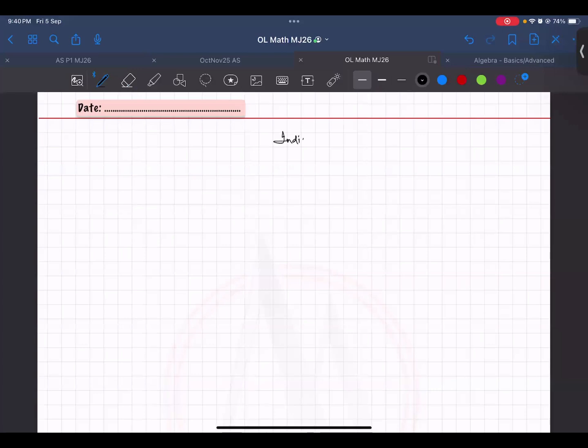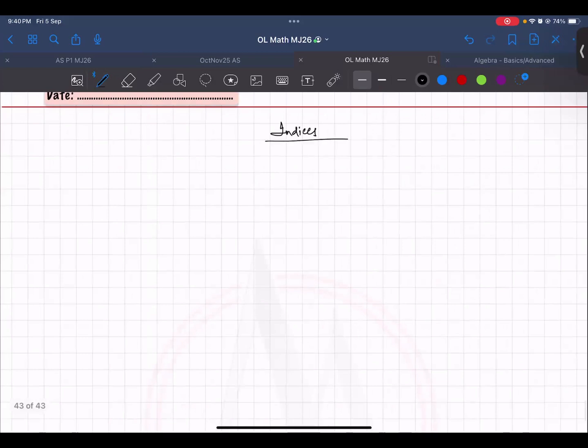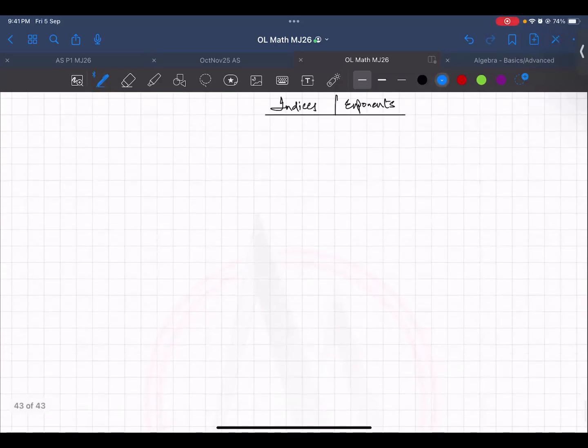Indices, indices, whatever you want to call it. Exponents. This is not a very difficult topic, but there are some rules to follow, and sometimes the rules are difficult to memorize. But if you do enough practice, it's not very difficult. You will see the questions are very repetitive.